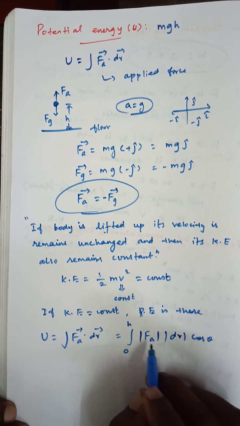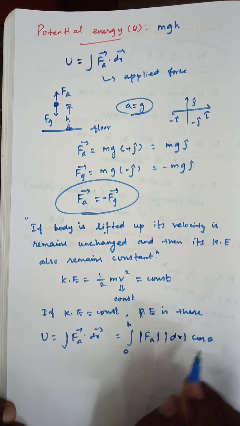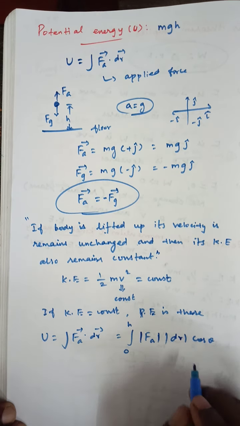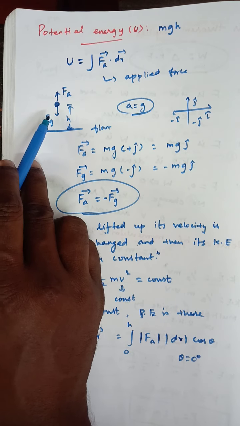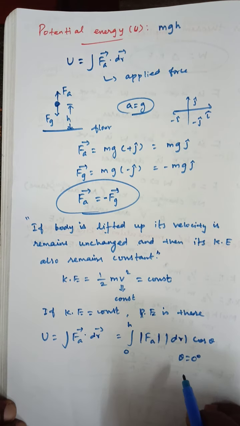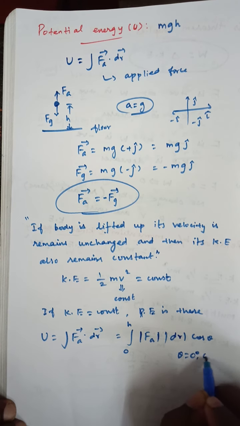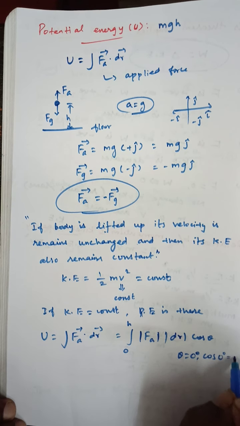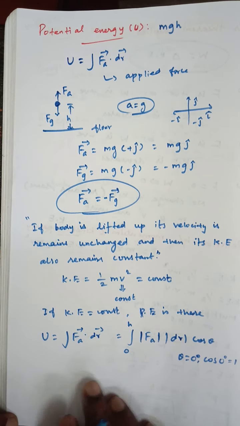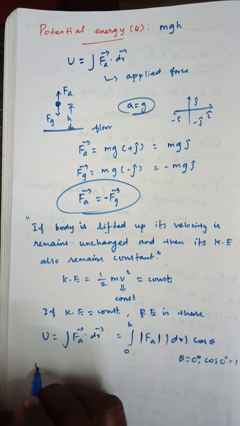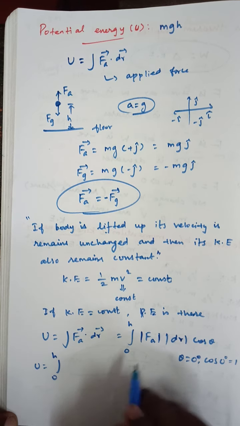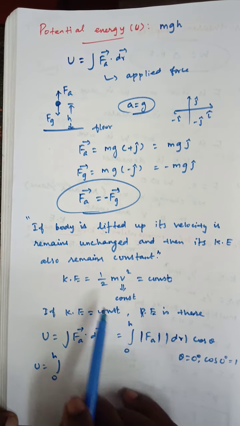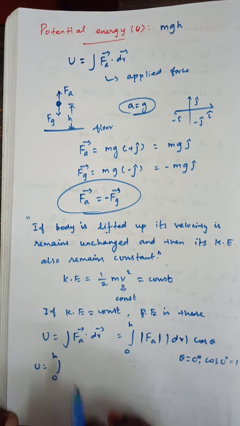Fa modulus dr into cos theta. Okay, here if theta is equal to 0, it means both the force and the displacement are in the same direction, so theta equal to 0 means cos 0 equal to 1, so leave it. Okay, then we have U is equal to the integral from 0 to h. The value of Fa is equal to what? mg. Okay, so write mg.